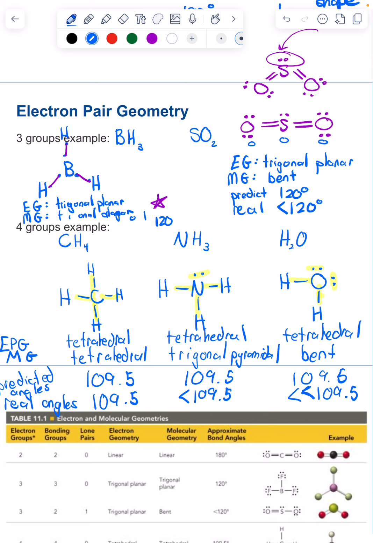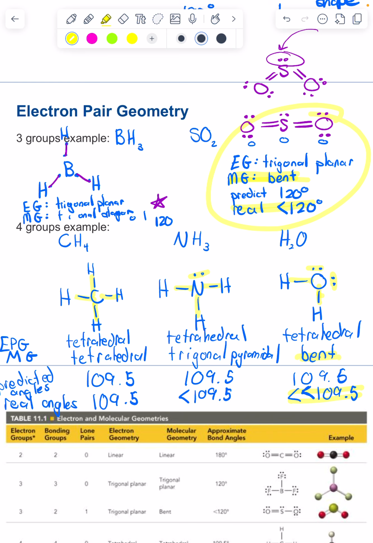All right. Recognize that the SO2 up here was called bent as well, but it's bent with 120 degree angles, or slightly less than 120. And this one is bent with less than 109.5 angle. Okay, because water stems from 4 groups, not 3. So they give them the same name. They have the same general shape, but water has a little bit smaller of an angle.